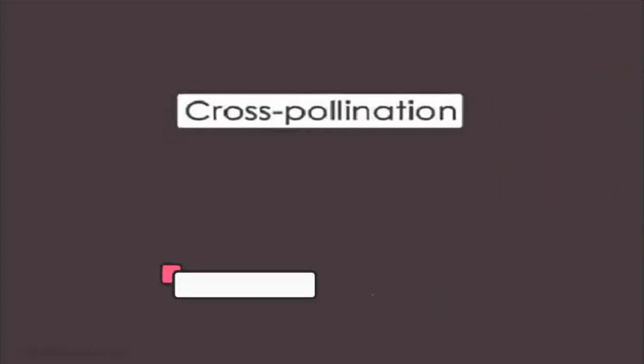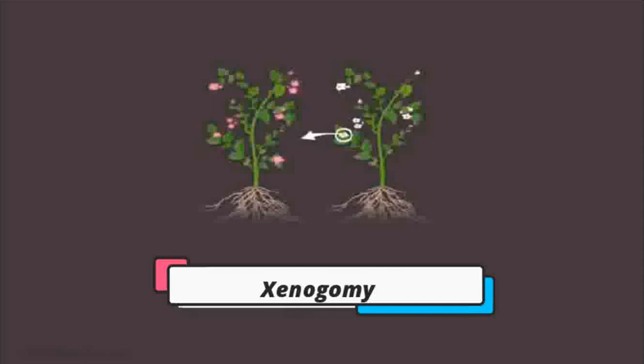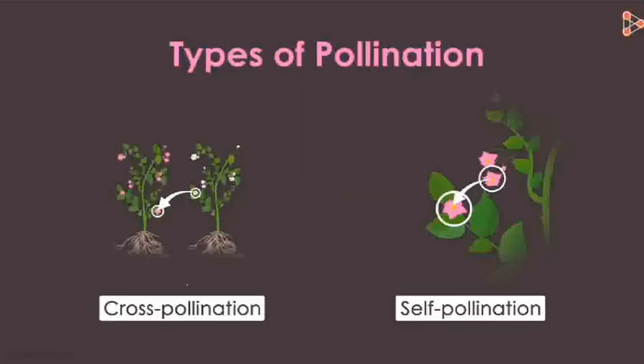Xenogamy. If the pollen grains of one flower reach the stigma of another flower of the same type present on another plant, it is called xenogamy.